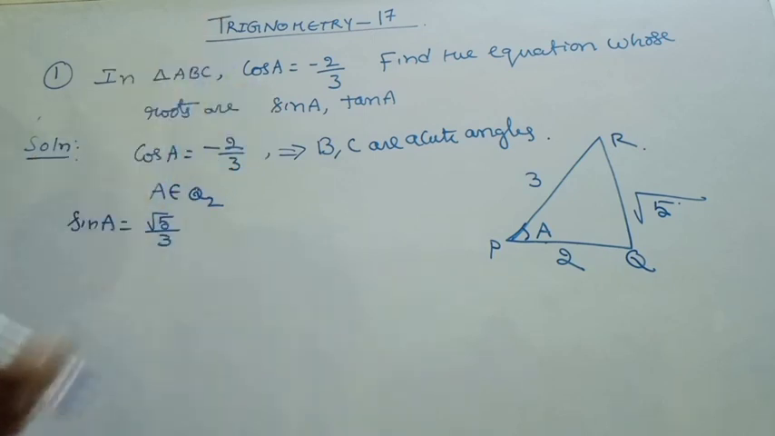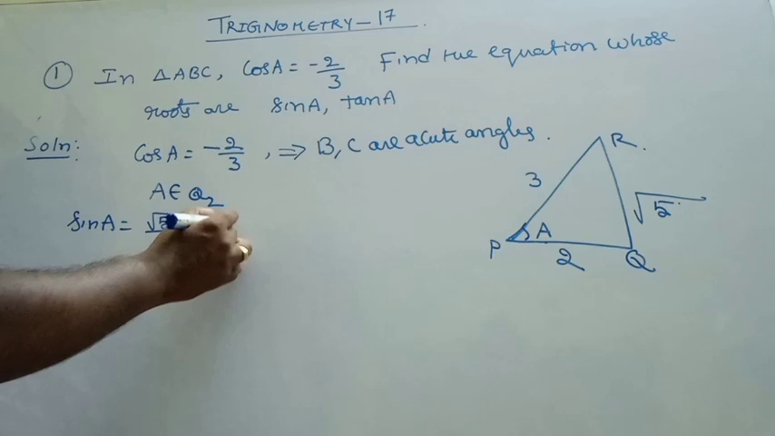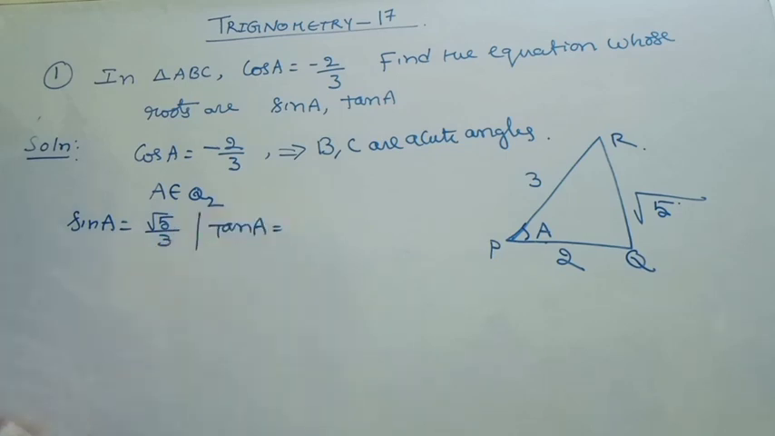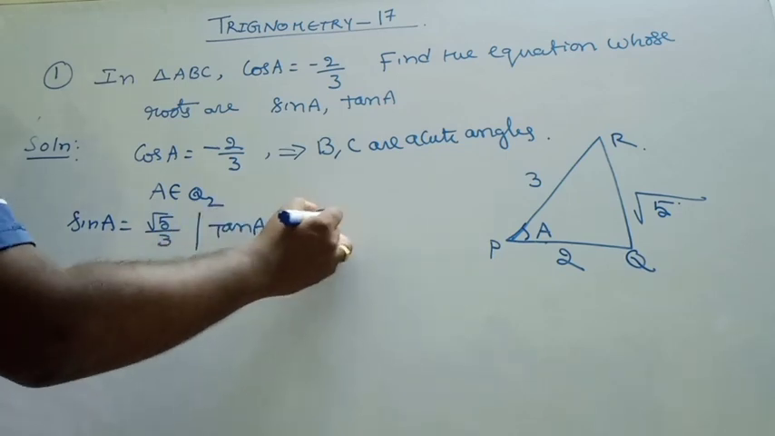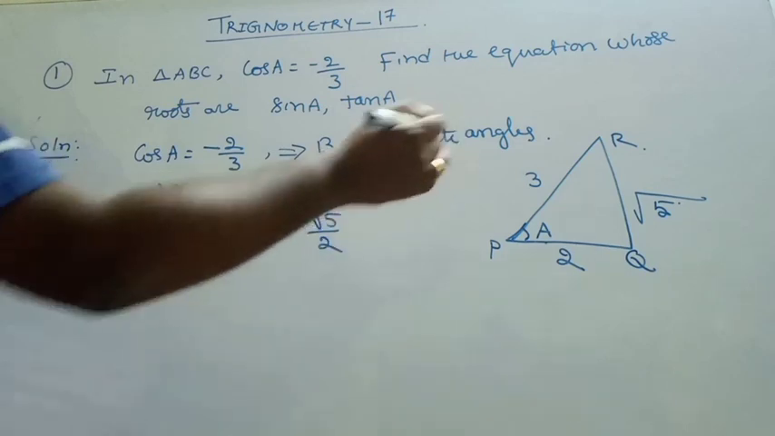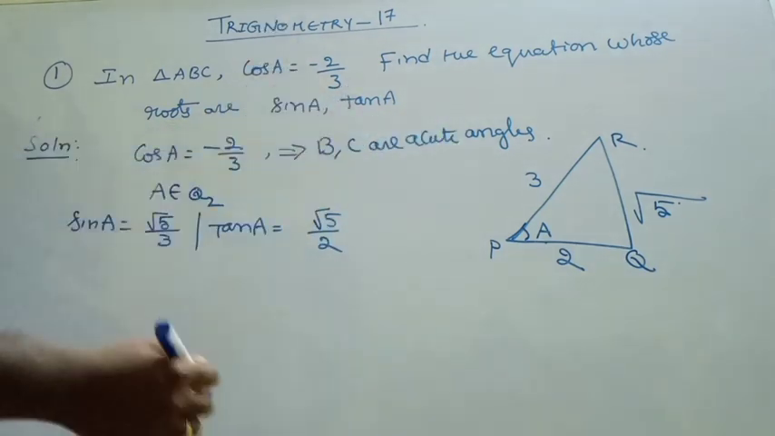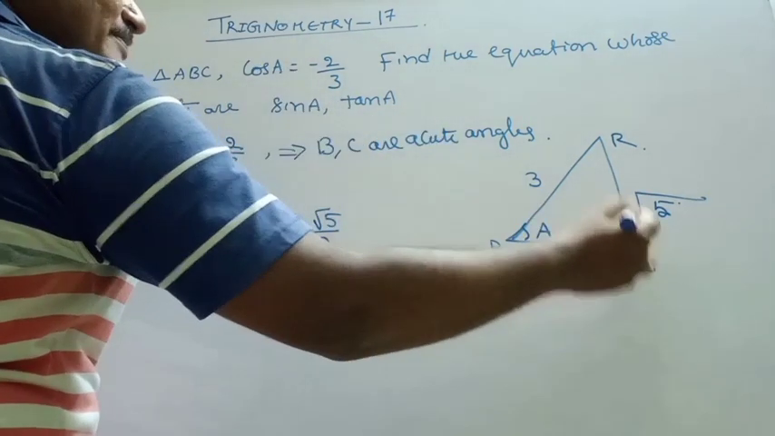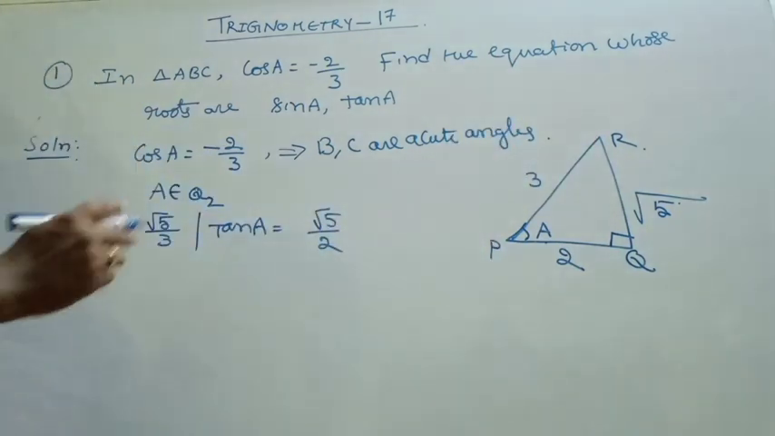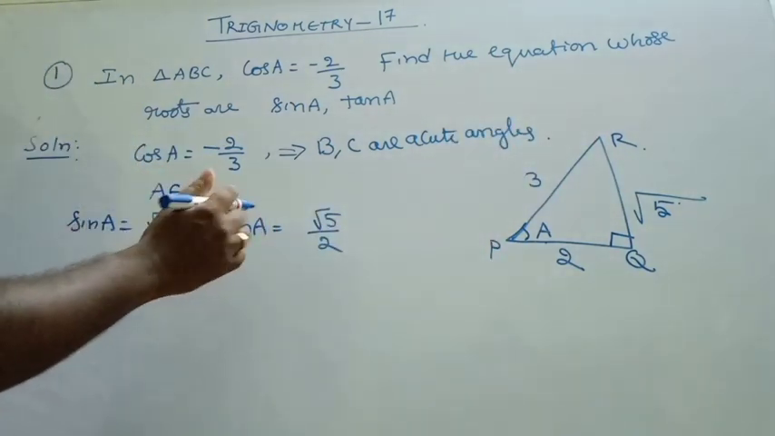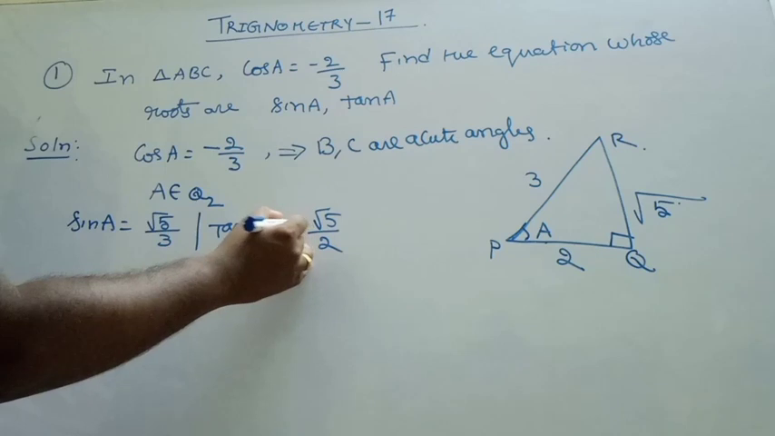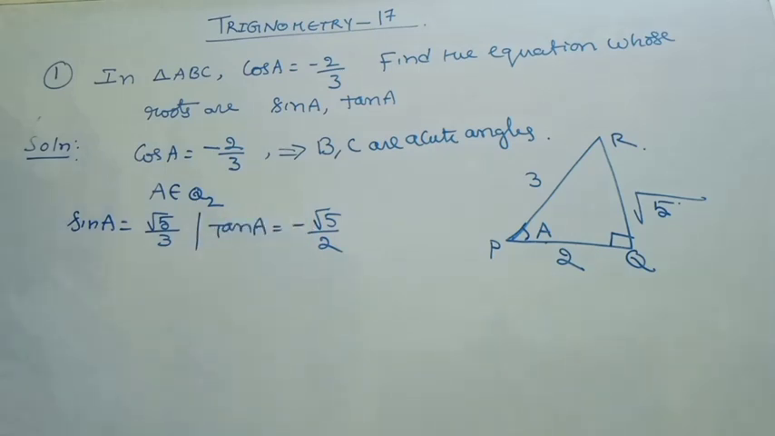In the second quadrant, sin becomes positive, and also tan A is nothing but root 5 by 2: opposite side by adjacent side, that is, perpendicular by base. And in the second quadrant, you know that tan becomes negative, that's why we have got minus root 5 by 2.